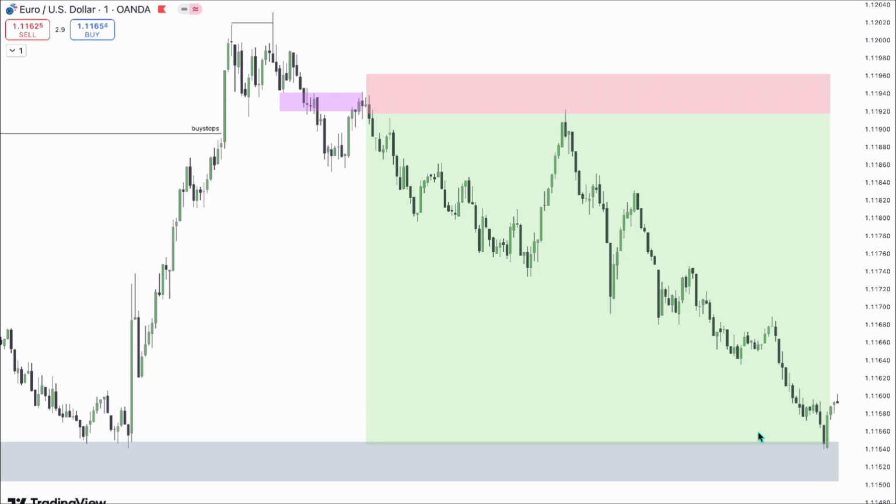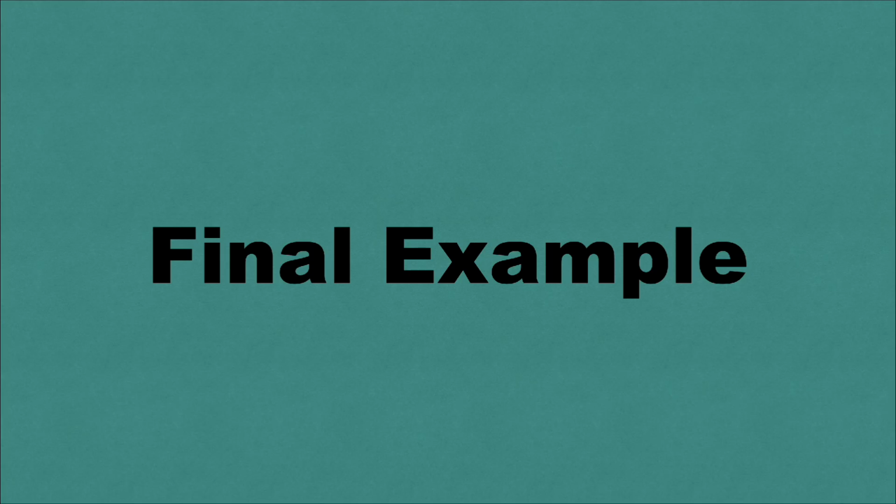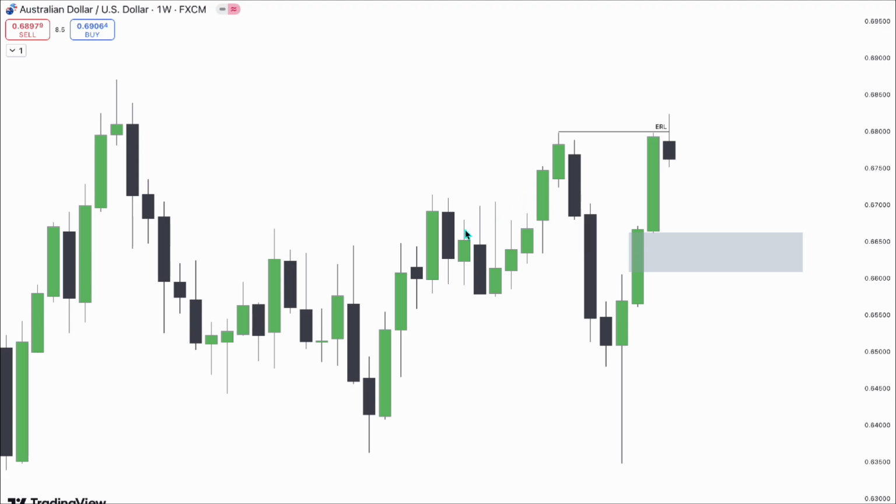and you can see how we used internal range liquidity to external range liquidity on the hourly chart for our bias. We then used the 5-minute chart to find an intermediate term high, and then used the 1-minute chart for an entry. We are now on our final example, looking at the Australian dollar versus US dollar on the weekly chart.